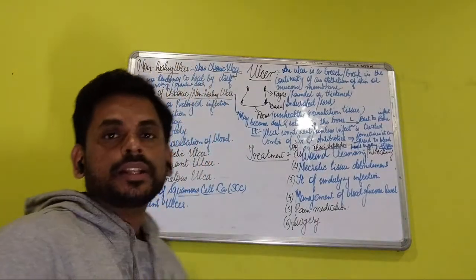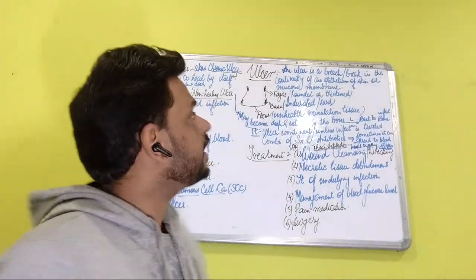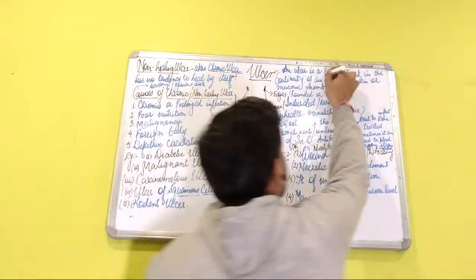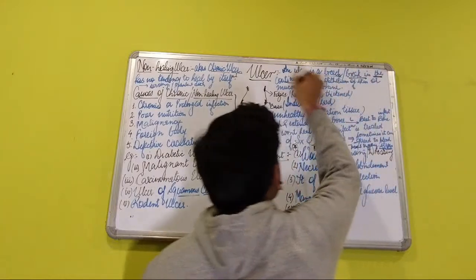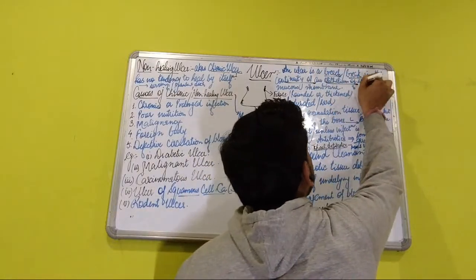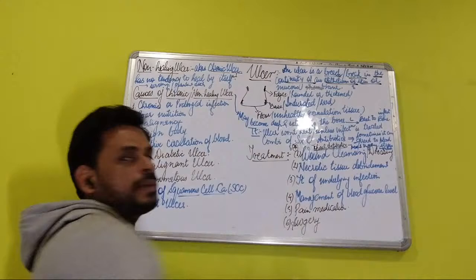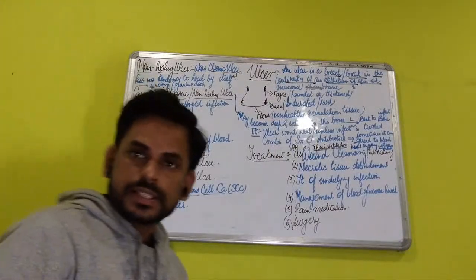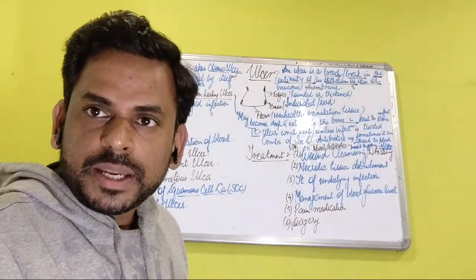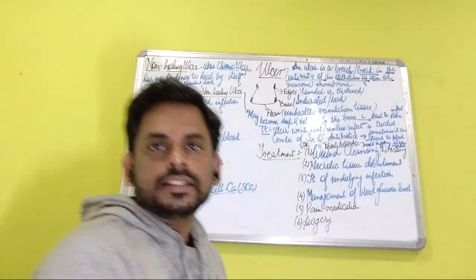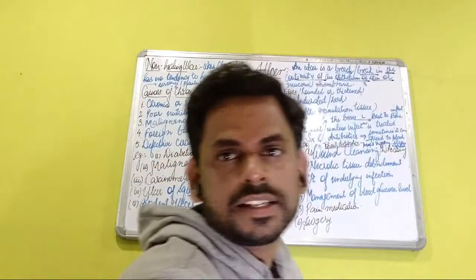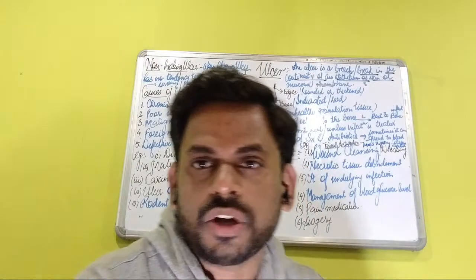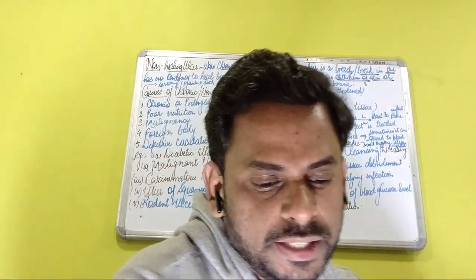So, starting with, an ulcer is defined as a breach or a break in the continuity of an epithelium of skin or mucous membrane. Students and viewers, this is very important from this perspective, that an ulcer is defined as a breach or a break in the epithelium.